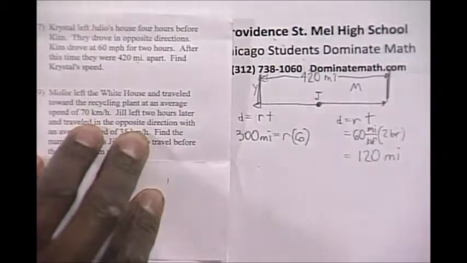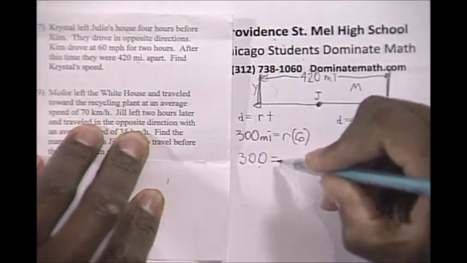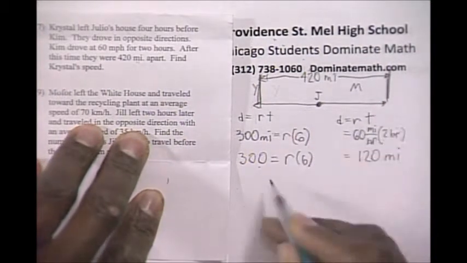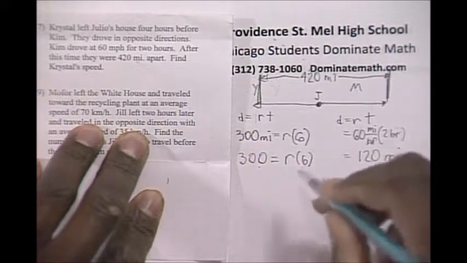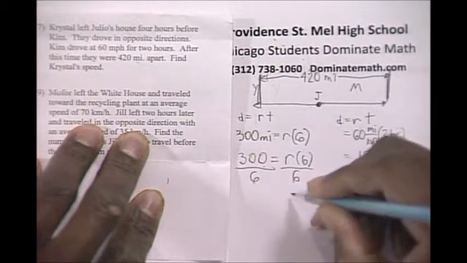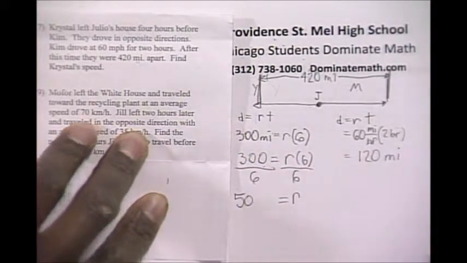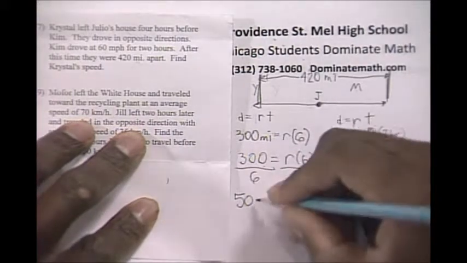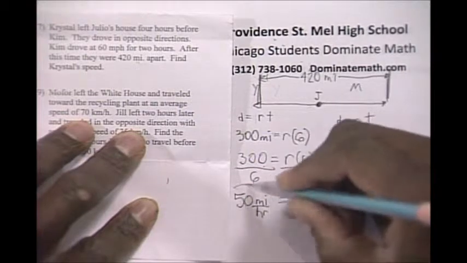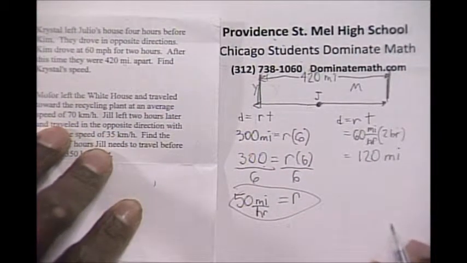So now you have a basic algebraic equation. 300 is equal to R times 6. You solve by dividing by the term next to what you're solving for. You divide by 6 on both sides, and you get the rate is 50. You get 50 miles per hour. 50 miles per hour, final answer. 50 miles per hour she was traveling.